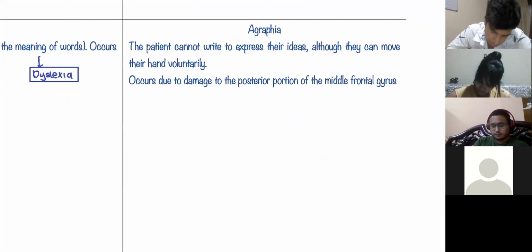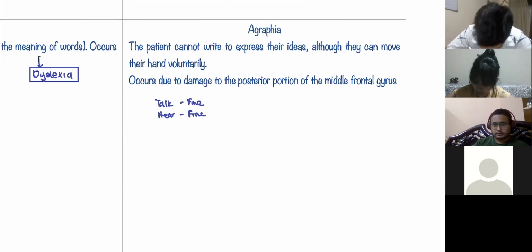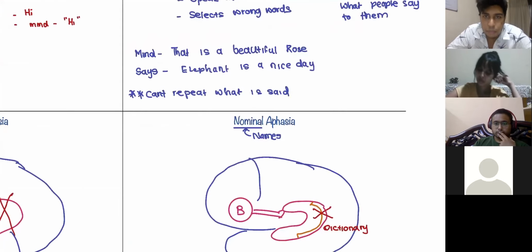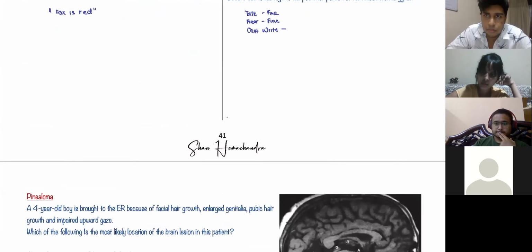Now, agraphia. These patients cannot write to express their ideas. There are people who can talk fine, hear fine, but they can't write it. They just can't write it. You can talk, have a conversation with them, but the moment you tell them to write that down in words, they just can't. Those words are not coming together to form the sentence in that person's mind.